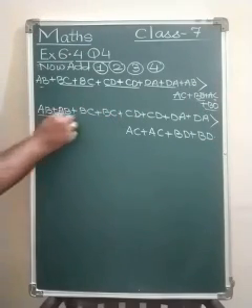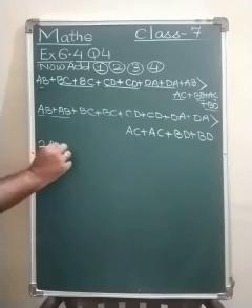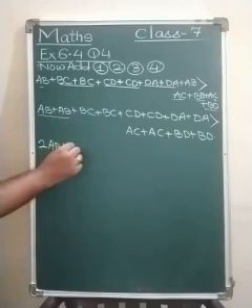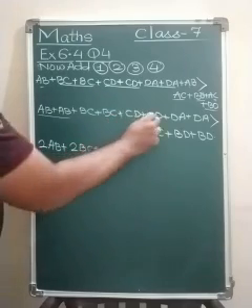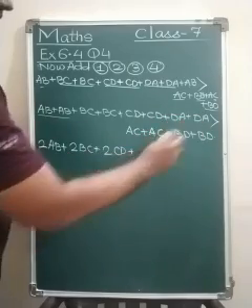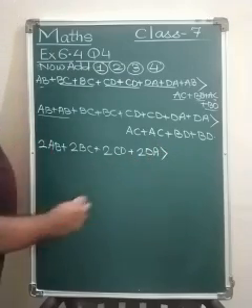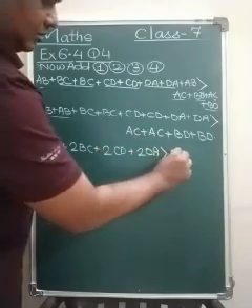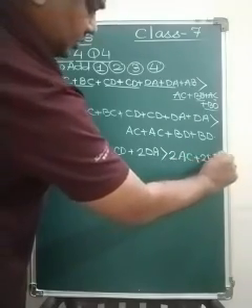Now AB plus AB, 1 plus 1, that will be 2 AB, plus BC plus BC, 2 BC, plus CD plus CD, 2 CD, plus DA plus DA, 2 DA, is greater than, again here, 2 AC plus 2 BD.